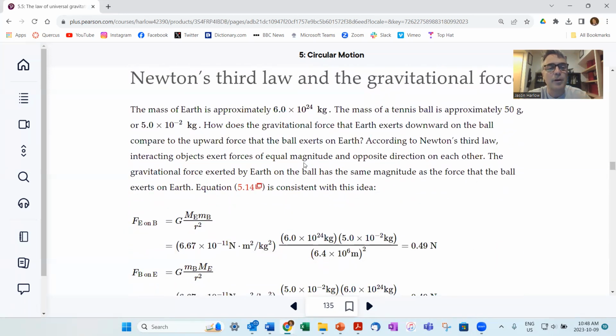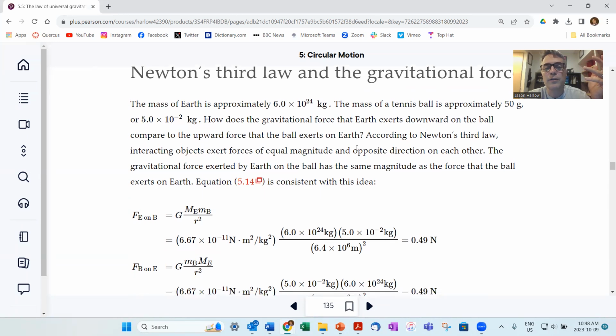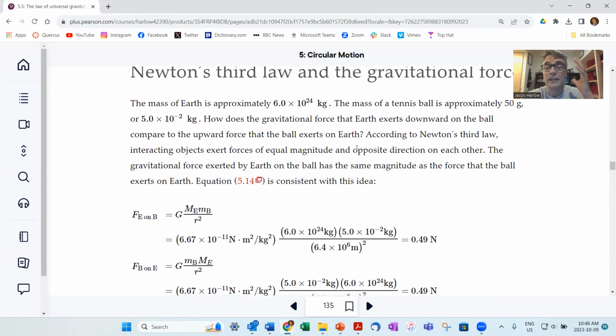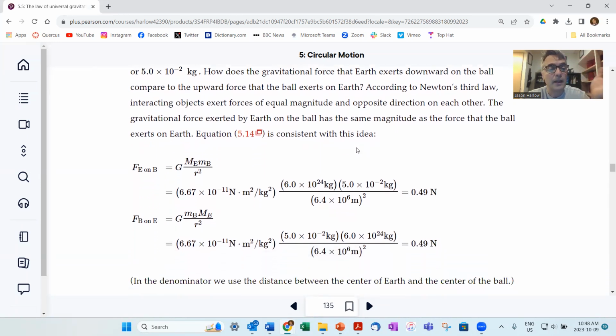And they work it out for a ball. So if you've got a tennis ball, it's 50 grams, how does the gravitational force of the Earth act on that object? Well, according to this gravity force, you've got the two objects: the mass of the Earth and the mass of the ball. What's R? Well, R is the distance between the center of the tennis ball and the center of the Earth. So that is actually 6.4 times 10 to the 6. It's the radius of the Earth.